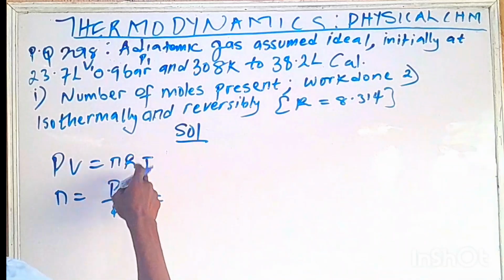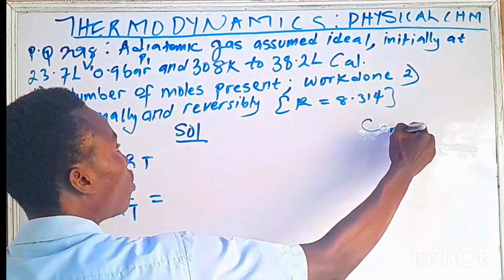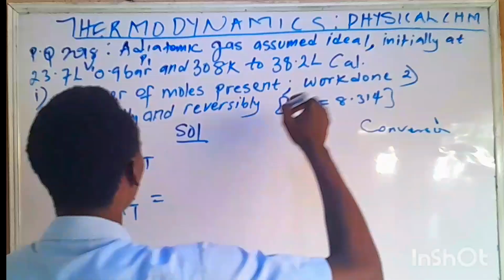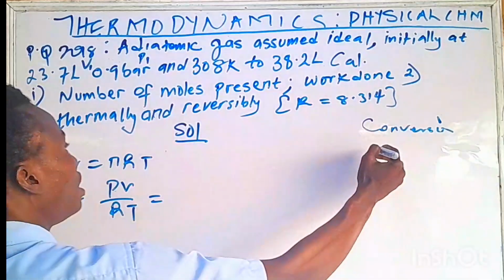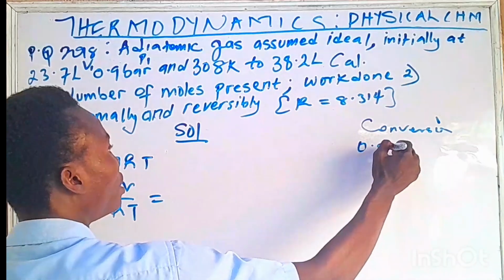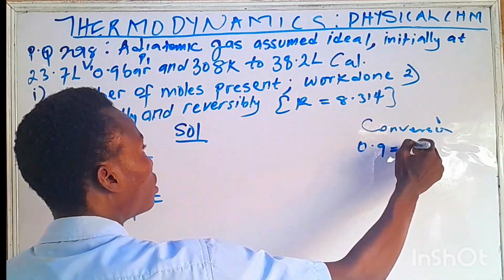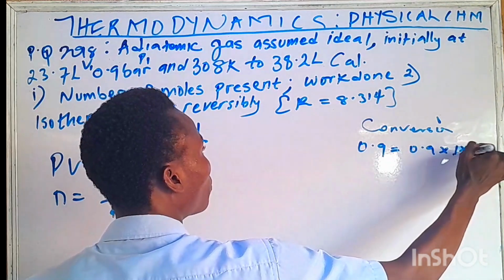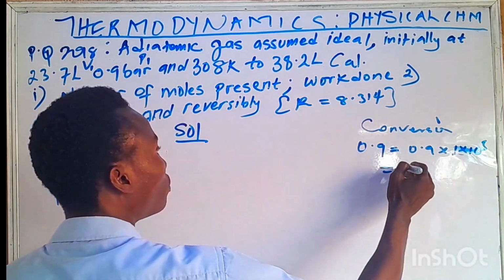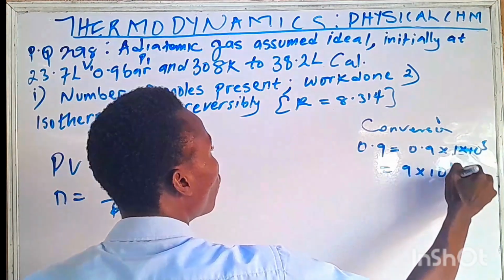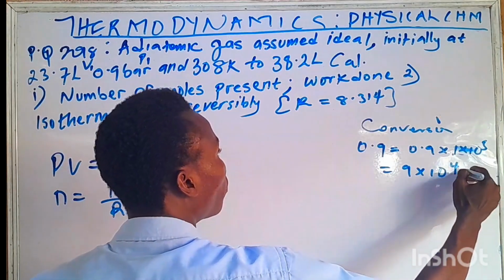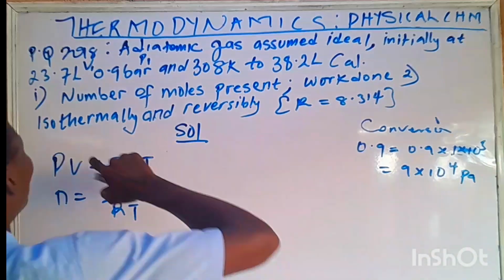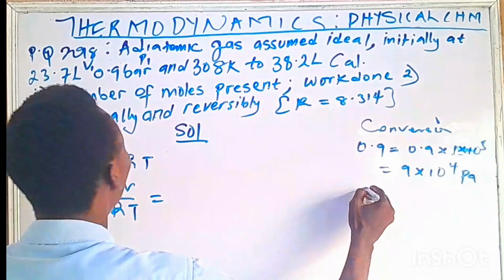But before you compute them, you need to do the conversion. So conversion now, what are we going to have? The pressure 0.9 is equivalent to 0.9 times 10 raised to power 5. That should give you 9 times 10 raised to power 4 Pascal. So that's one. The second one, the volume given here.